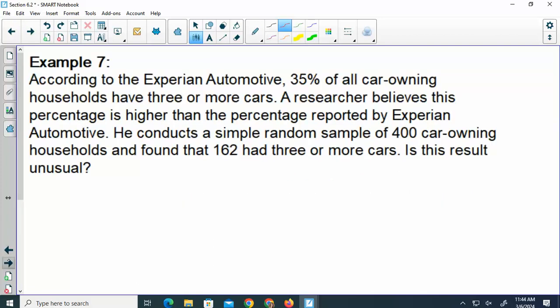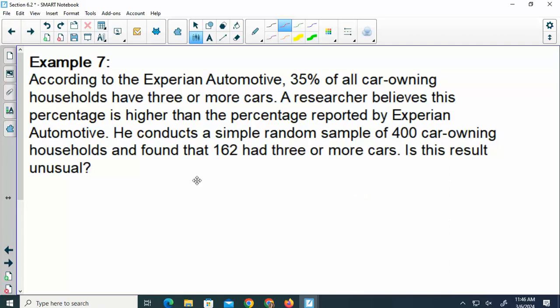Okay, I want you to take a look at this question, read it for a minute, and see if you can figure it out. We are trying to decide if something is unusual. Unusual means the probability is less than what? 5%. So we have to either find the probability of this and check if it's less than 5%, or we can use the empirical rule if it applies.